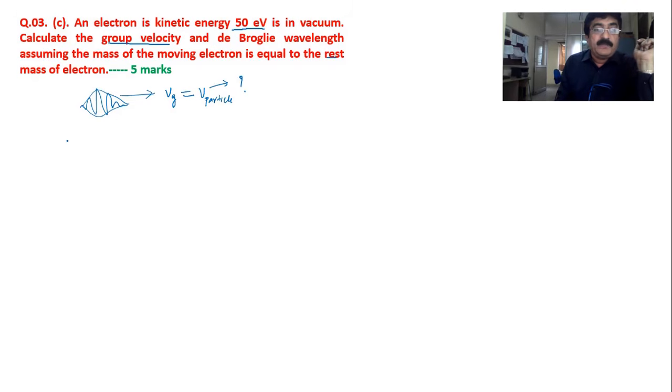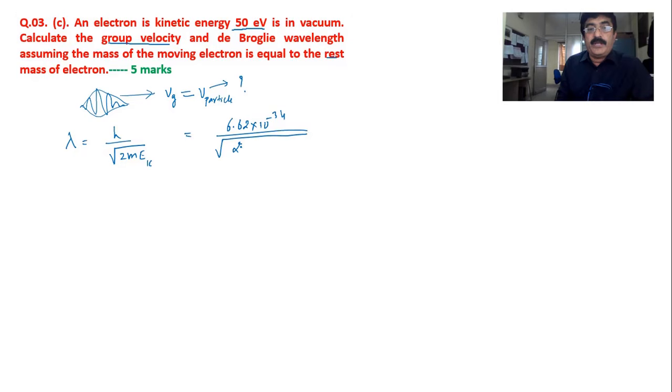Now first you consider lambda, that is equal to h by square root of 2 m E_k, where E_k stands for kinetic energy. Substitute, that is 6.62 into 10 to the power of minus 34 divided by square root of 2 into mass of the electron, which is 9.1 into 10 power minus 31. Kinetic energy is 50 electron volt, which shall be converted into joule. Okay, so simplify this. Just 1 minute, I will do it for you.